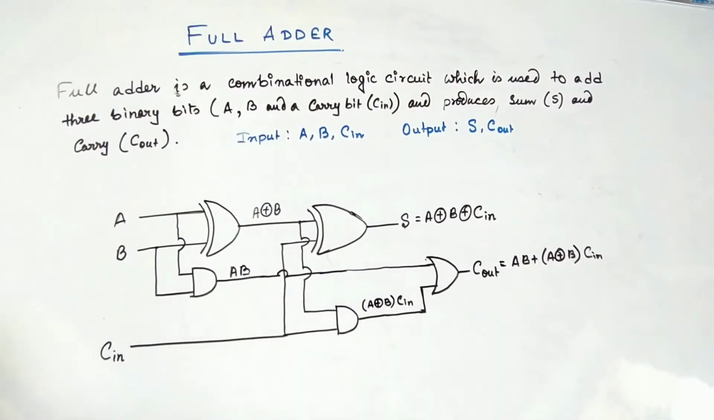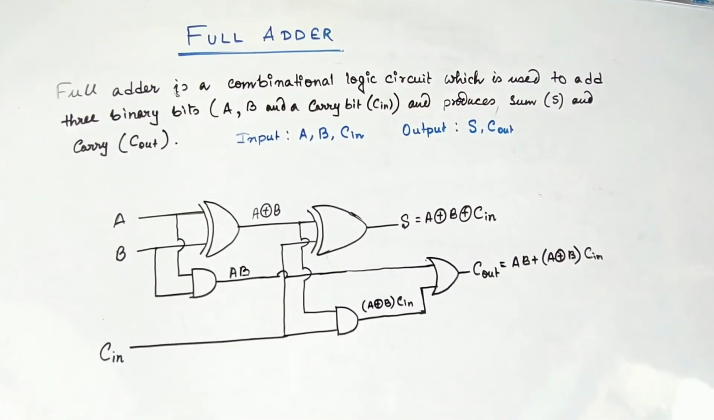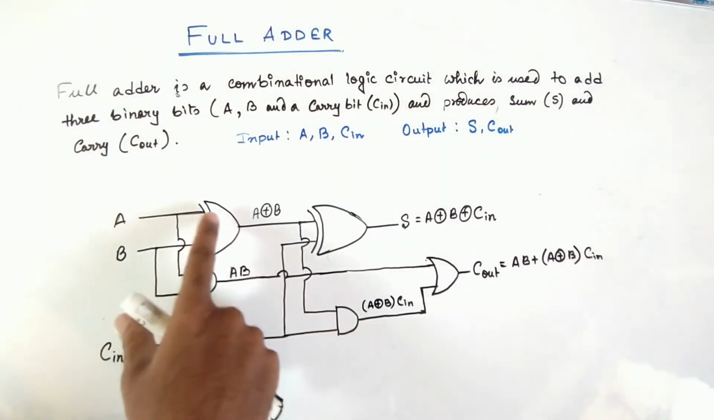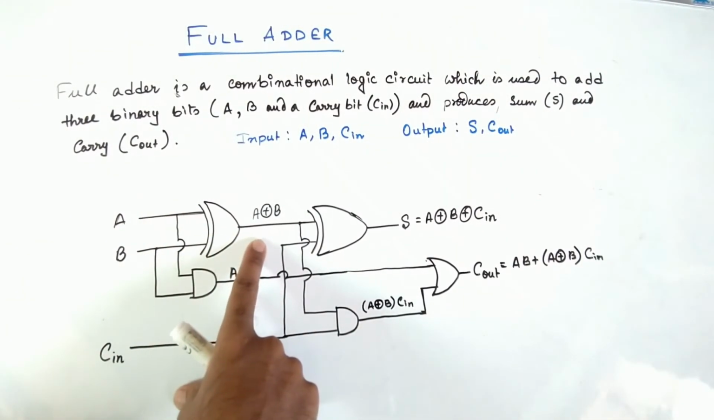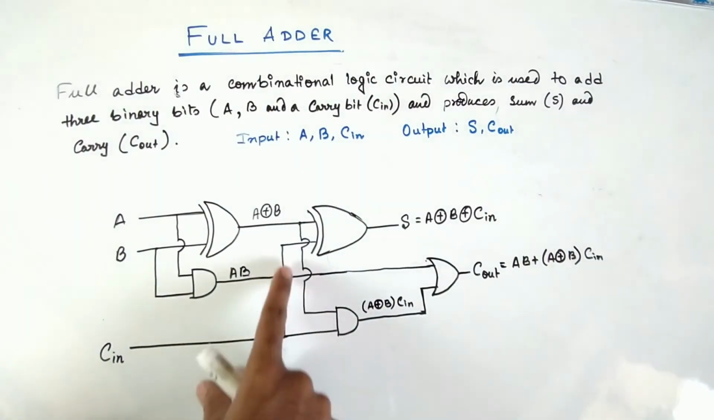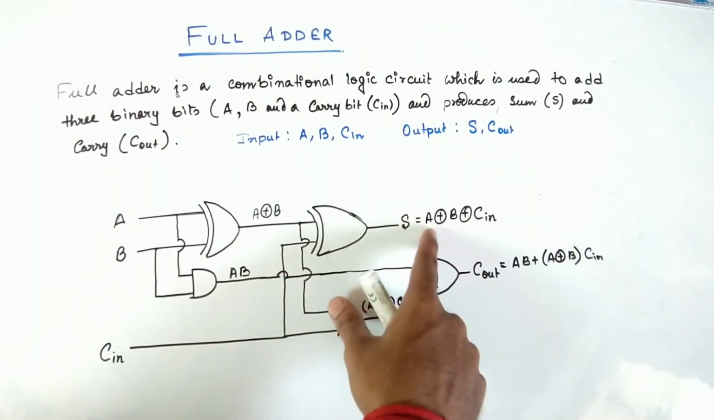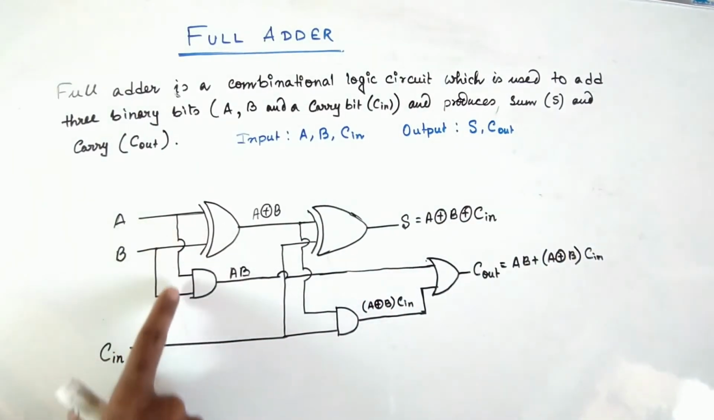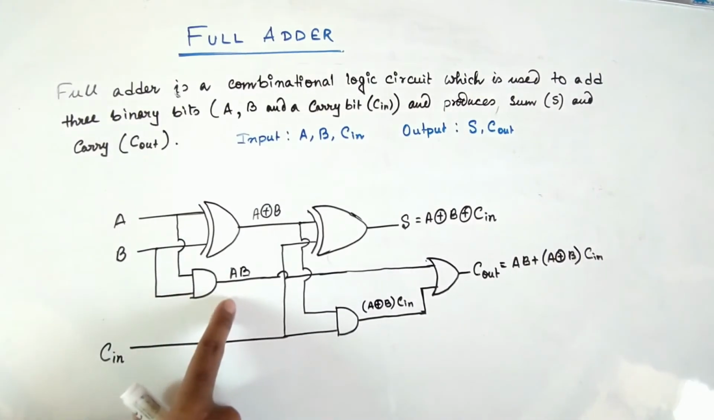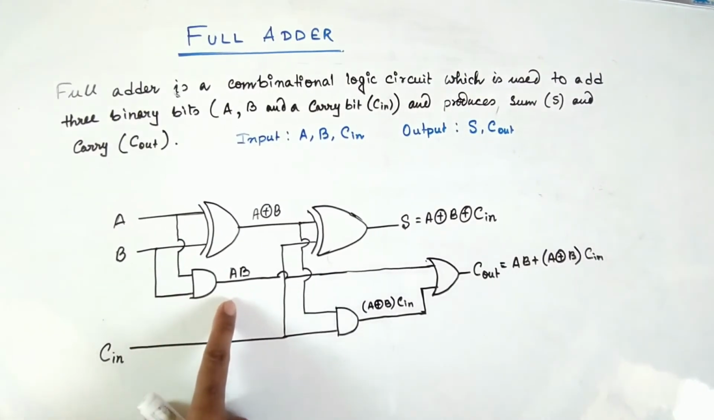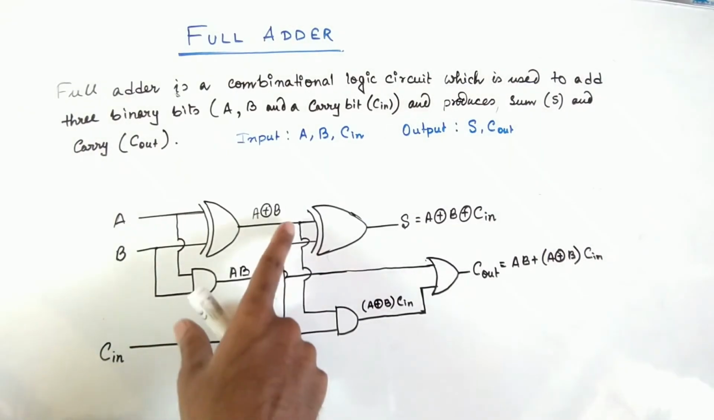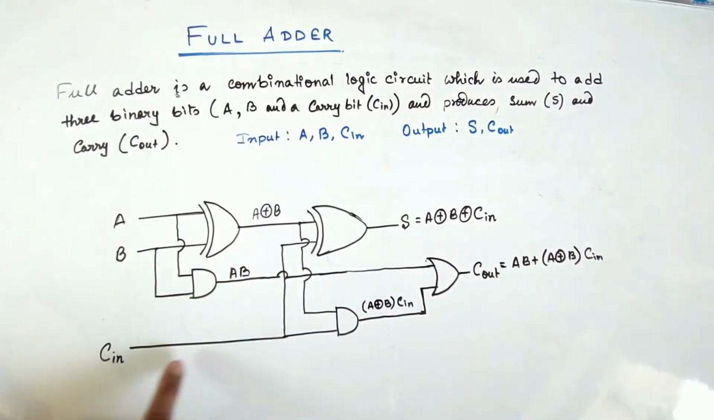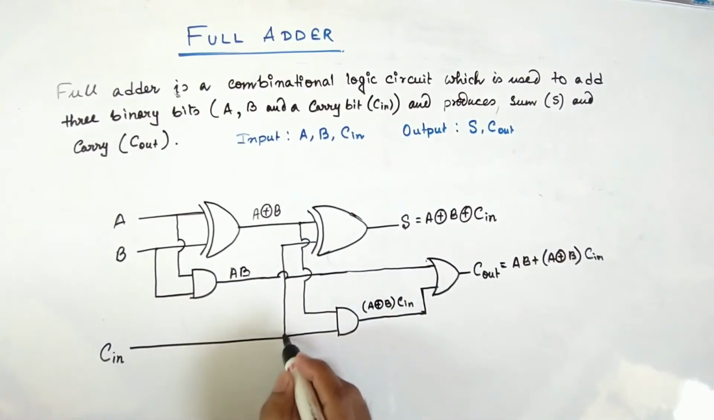So this is the logic circuit diagram of full adder. We have two XOR gates, A XOR B is the first one, and then we take the XOR with C in. So we have got sum as A XOR B XOR C in, and in the carry out we have AB. So there is one AND gate with A and B as input, and another AND gate which takes A XOR B with C in, giving A XOR B into C in, and finally we have an OR gate.